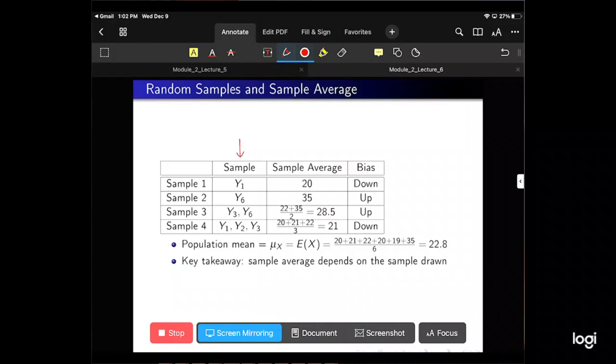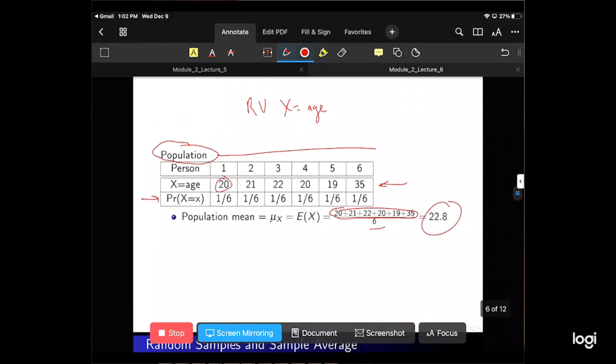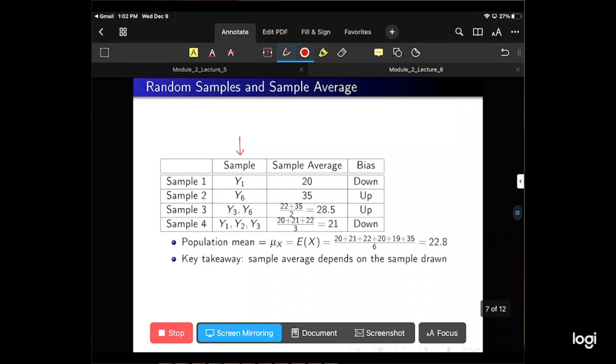If we roll the die once and we get a 1, then we take person 1's age. From this table up here, that was 20. So we can take the sample average from this sample, and that's just the number 20, so the sample average is 20. We would say this is biased downwards relative to the population mean, because the population mean was 22.8, and we've got a sample average of 20, which is less than 22.8.